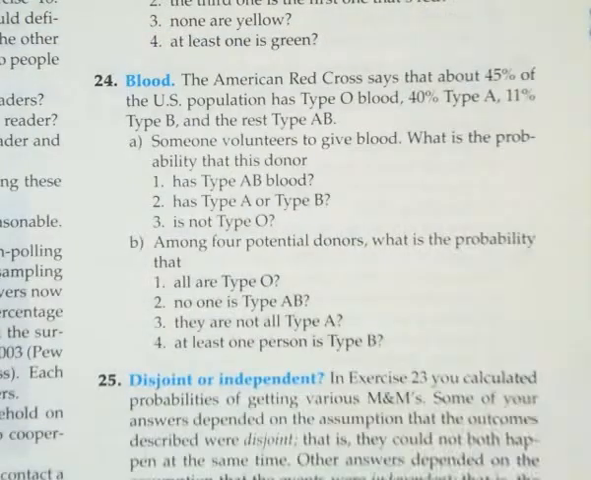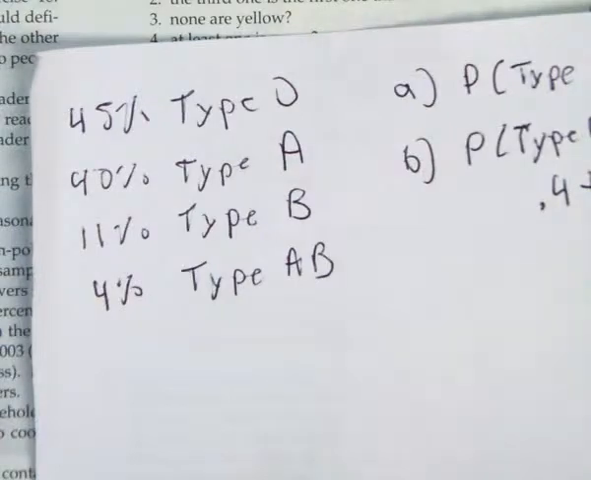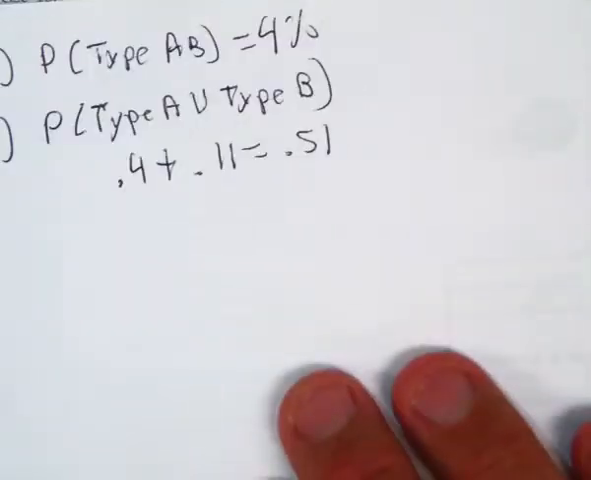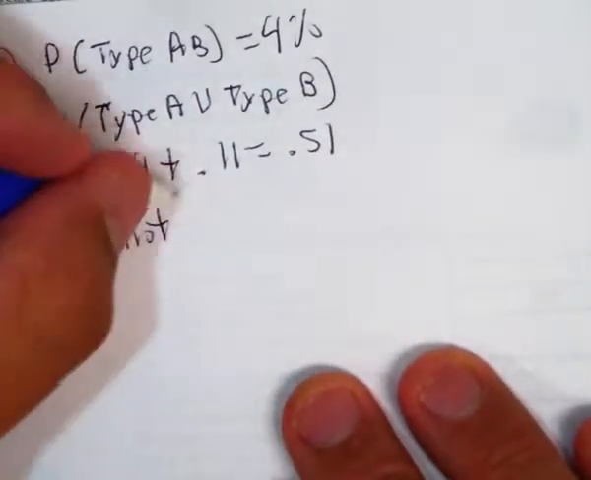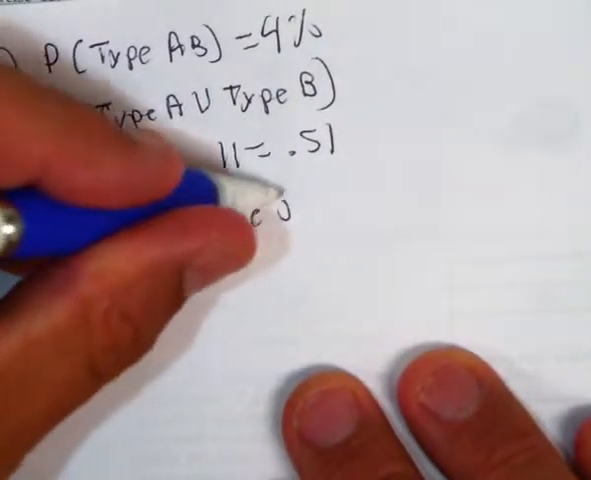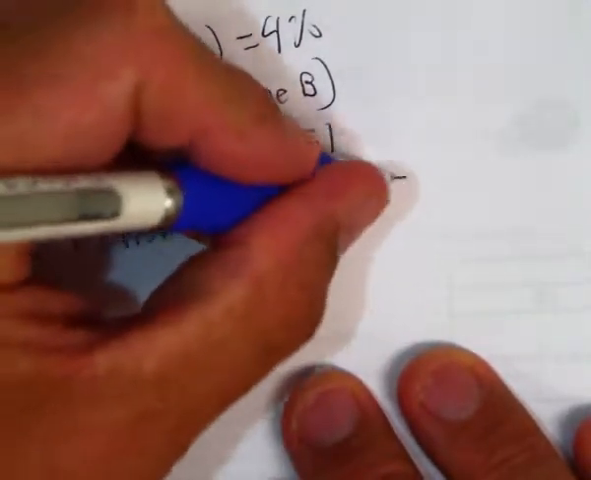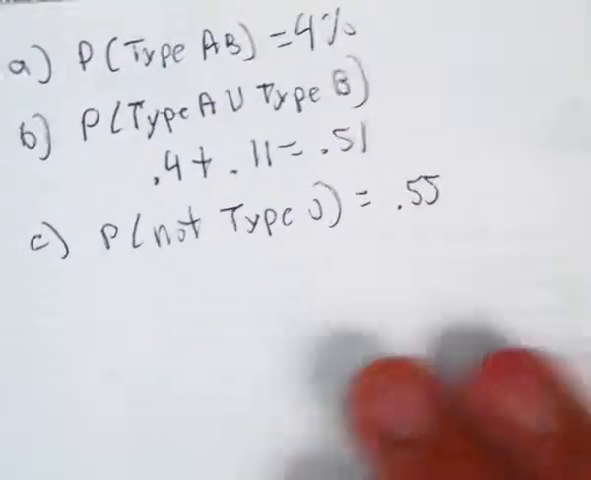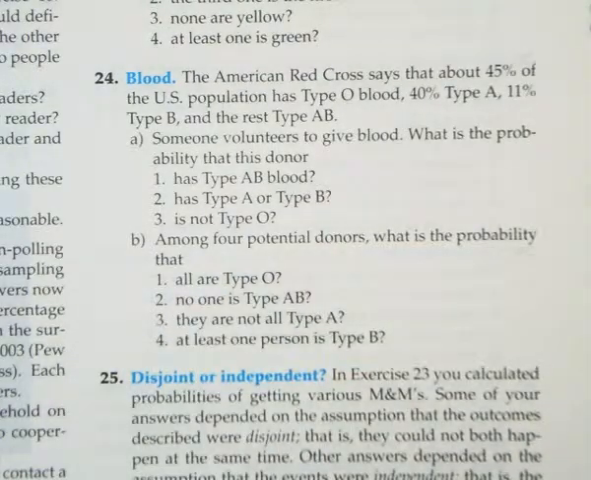Okay, and then question 3 is not type O. The probability they're not type O: well, 45% are type O, so 55% are not type O. So the probability of not type O is 0.55. All right, so now we're going to do 4 potential donors.